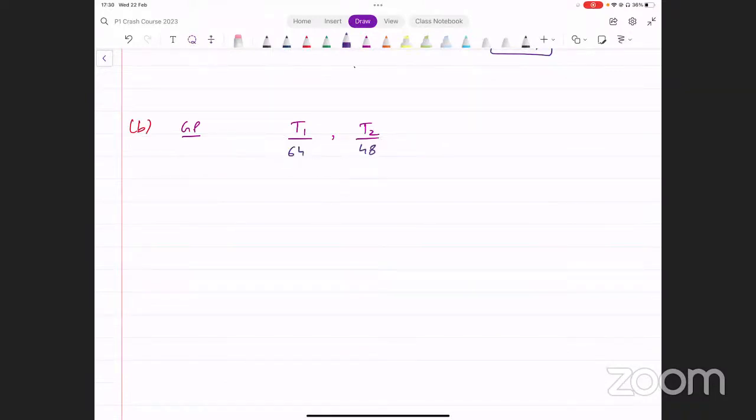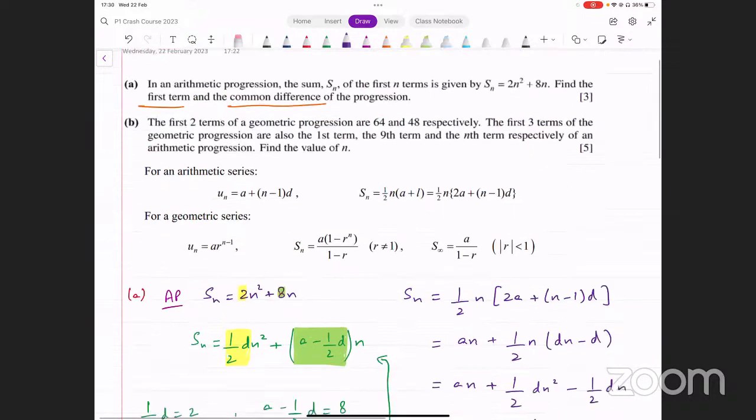And now it says, the first three terms of the GP are also the first term, the ninth term, and the nth term respectively of an AP. Find the value of n using this information. Now, which terms of the AP are we talking about? We're talking about the first term, the ninth term, and the nth term. Okay, so first term should be equal to 64. Ninth term should be equal to 48, right? And then the nth term should be equal to the third term of the GP. That's how they're related, right?